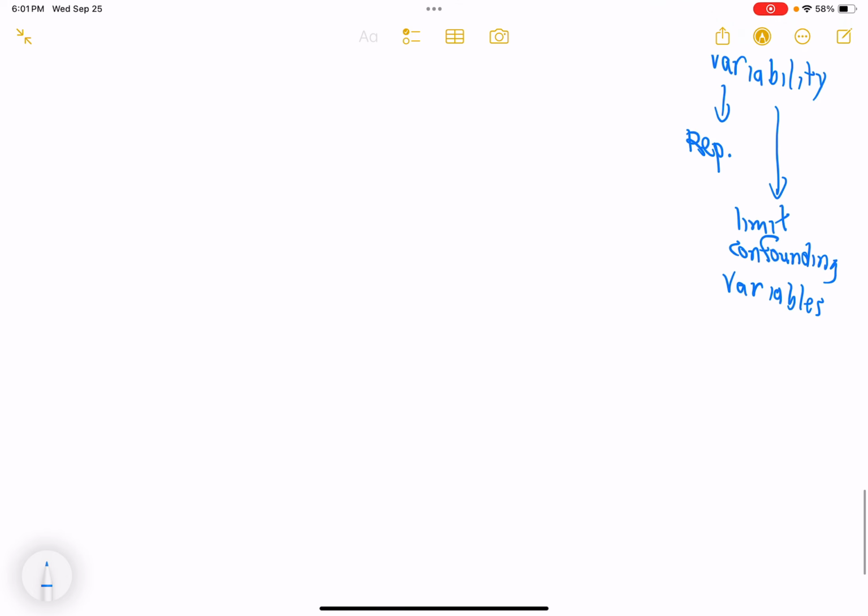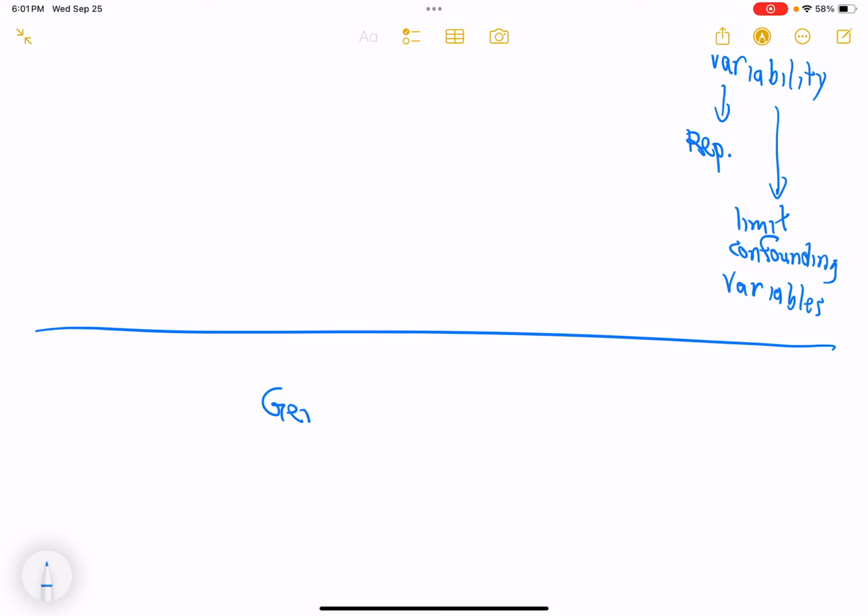Okay, we've gone through our 4 aspects of experimentation. Let's put a bar here. Know what to generalize to. I went over this briefly. Remember that with a lot of experiments in particular, generalizing is low.